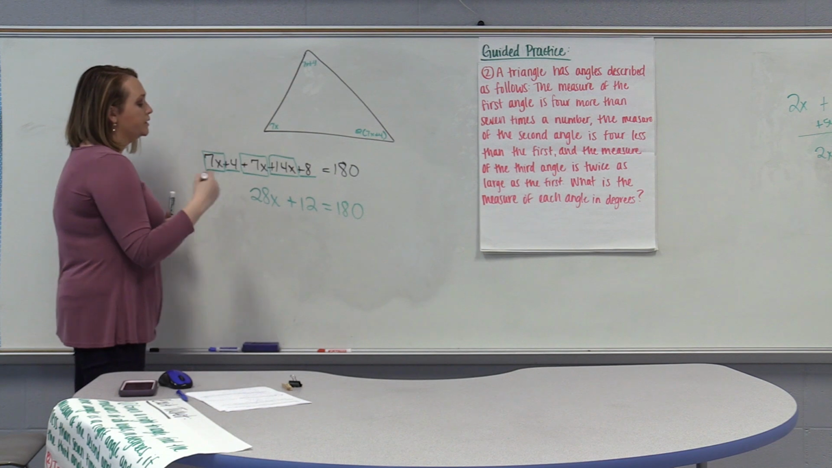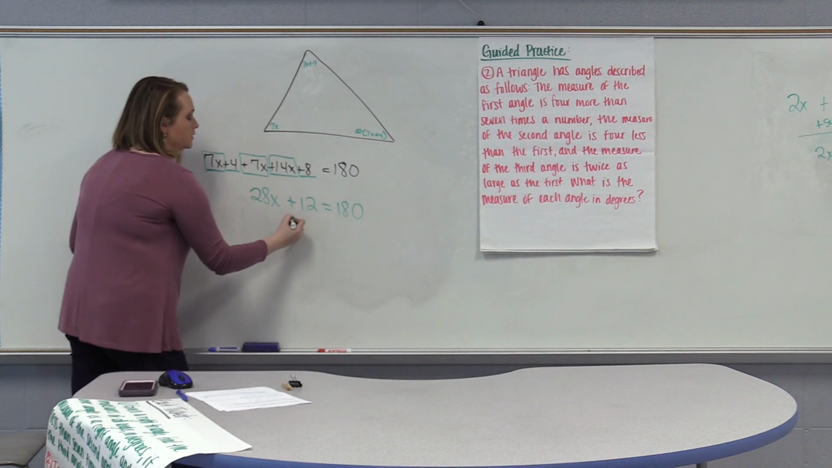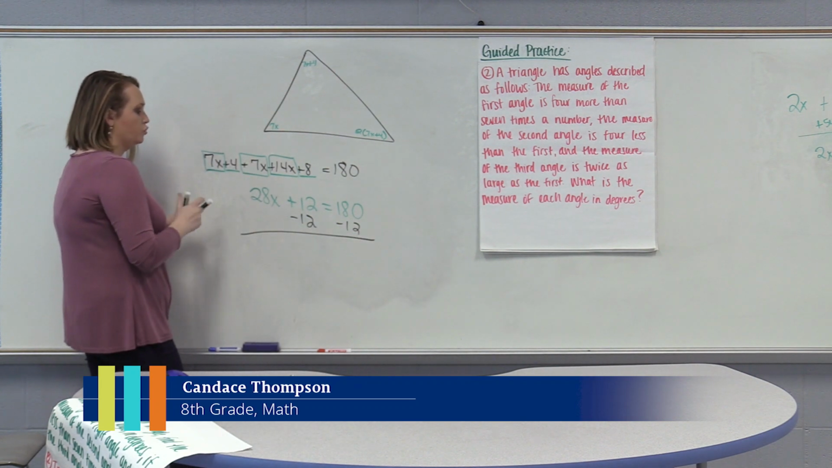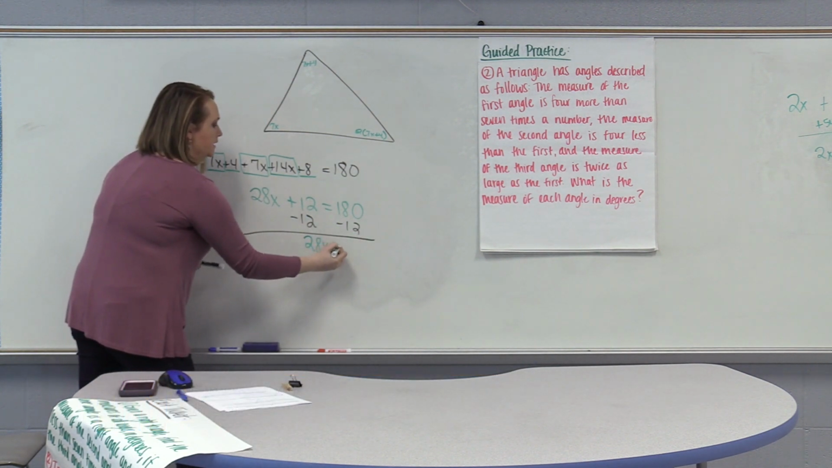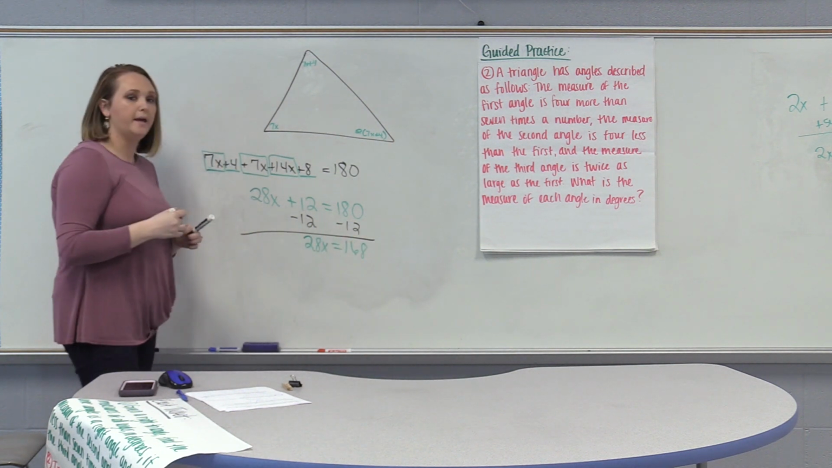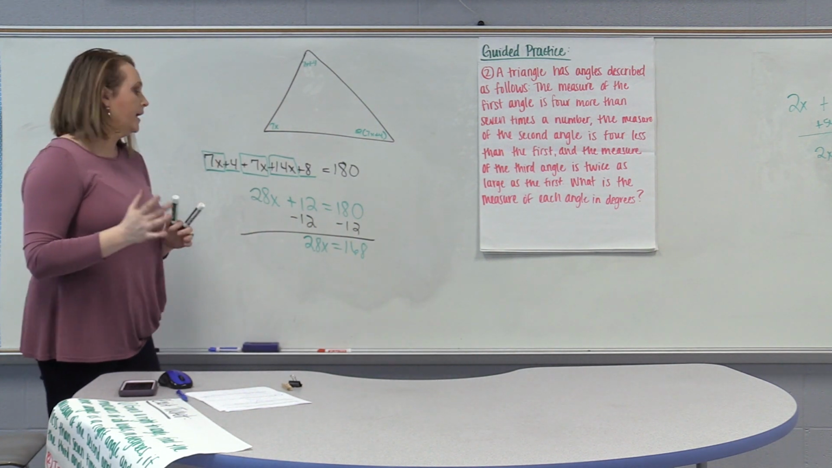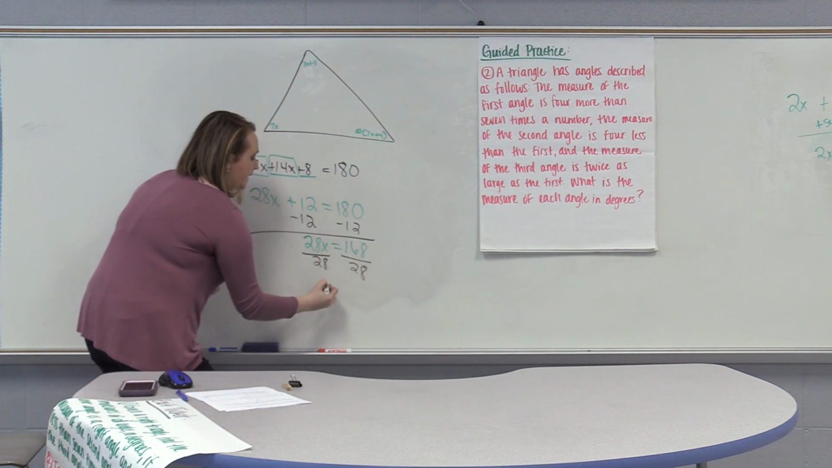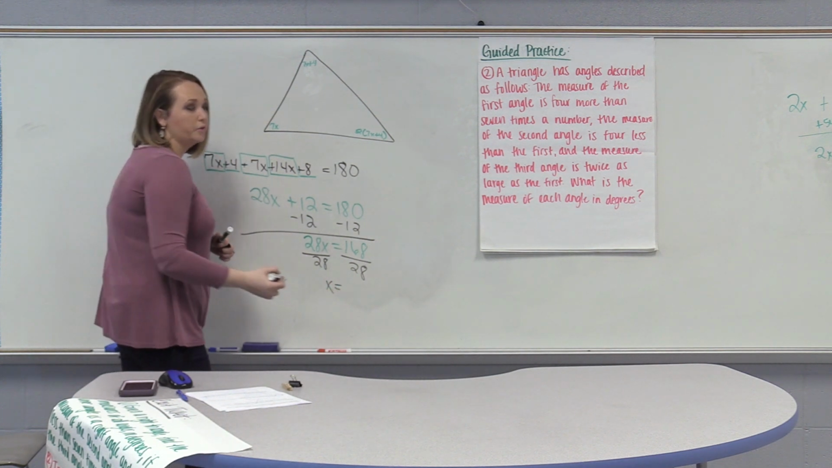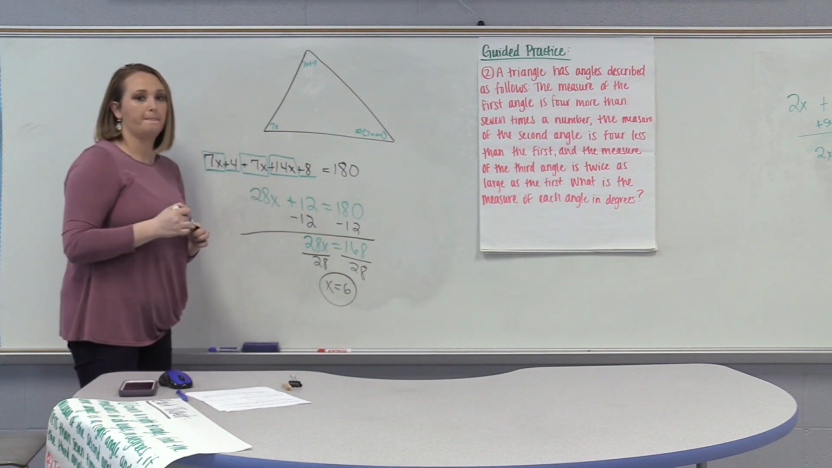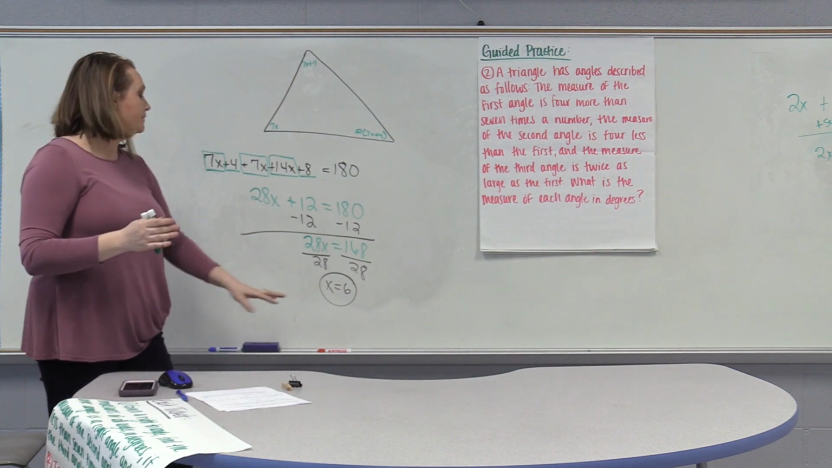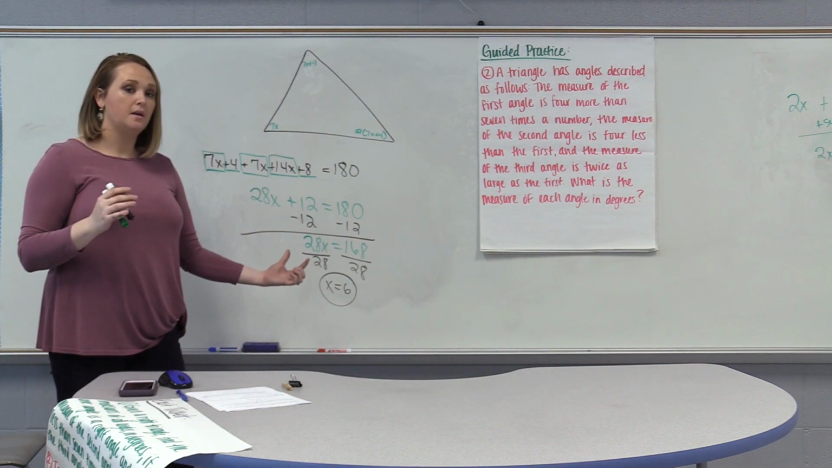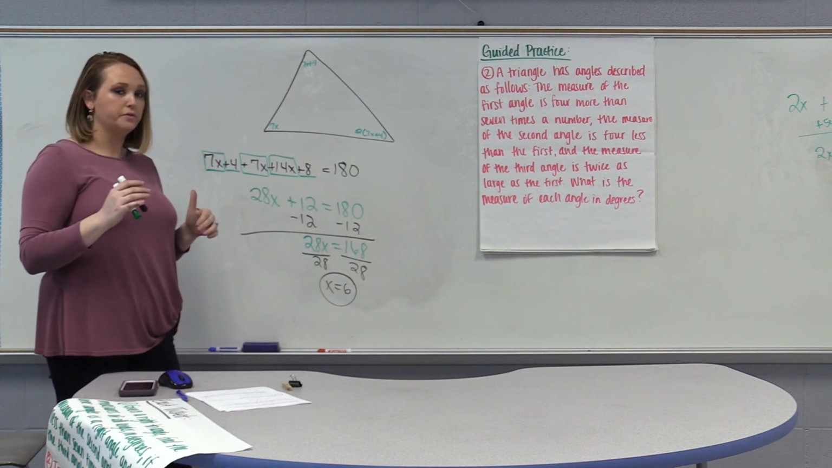At this point, I'm going to subtract 12. And I have 28x is equal to 168. At this point, I'm going to divide by 28, and I get that x is equal to 6. Now, don't forget that this is not where your answer stops. I have to use this value of 6 to figure out the measure of all angles.